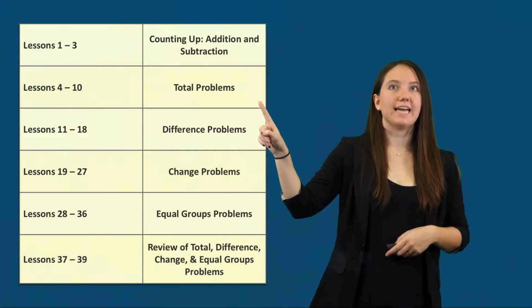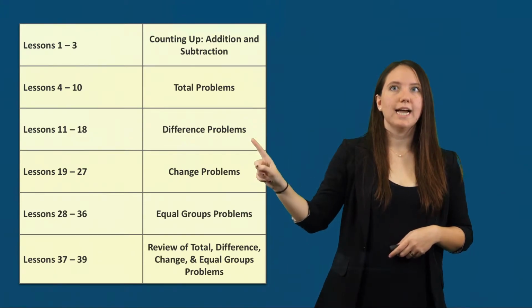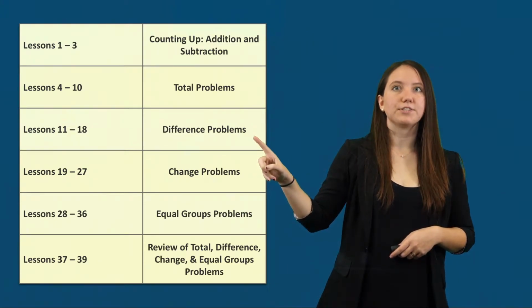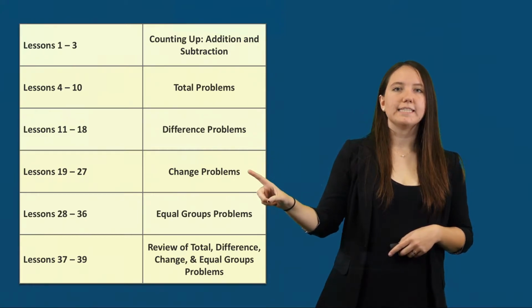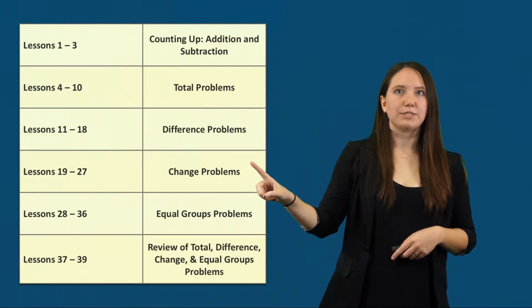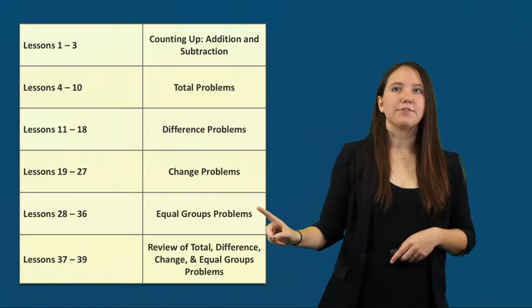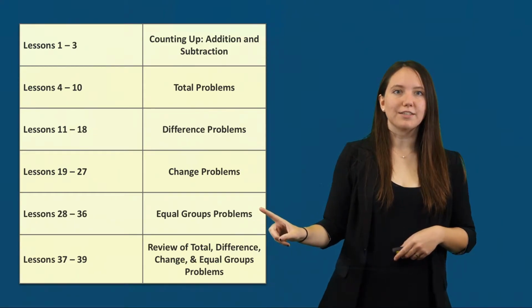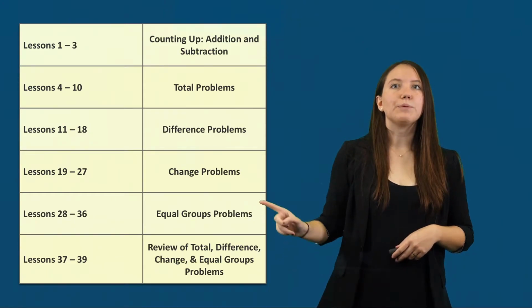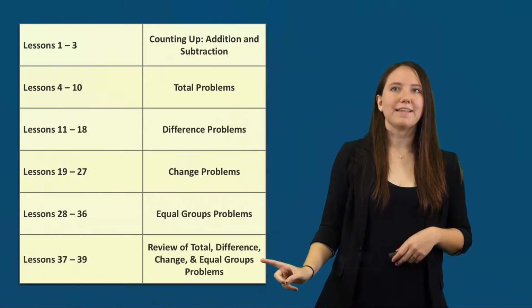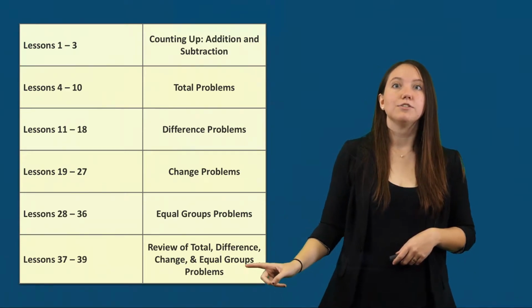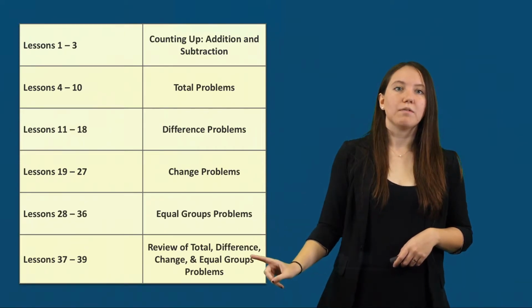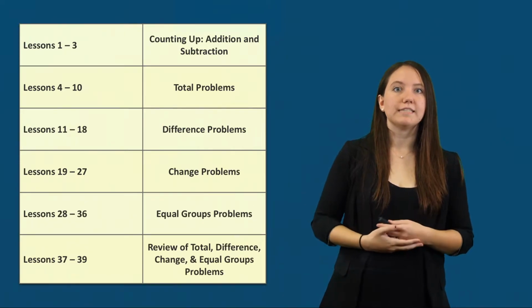In lessons 4 through 10, students learn about total problems. In lessons 11 through 18, students learn about difference problems. In lessons 19 through 27, they learn about change problems. In lessons 28 through 36, they learn about equal groups problems. And finally, in lessons 37 through 39, students review all 4 types of problems and learn to differentiate between the different schemas.